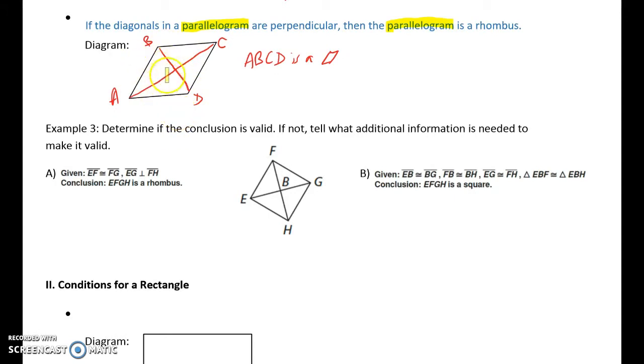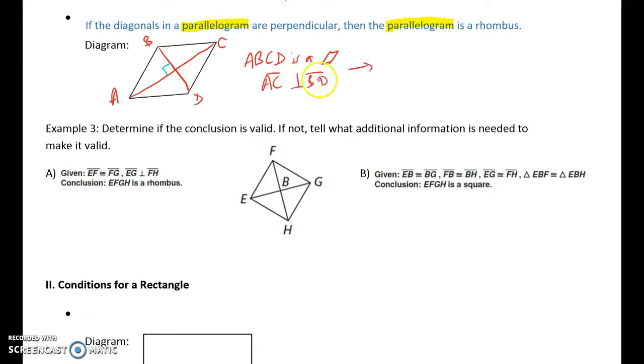Remember, how do I know if it's perpendicular? I should be able to see what kind of angle is in there. Those should be 90-degree angles, so each of these angles would be 90 degrees. You'd be able to see that or determine it somehow.